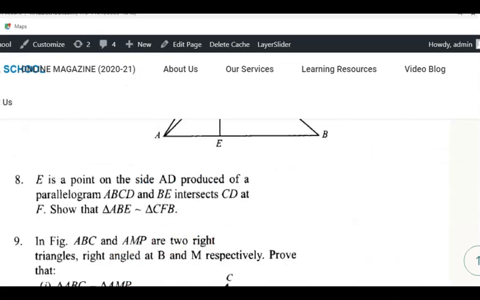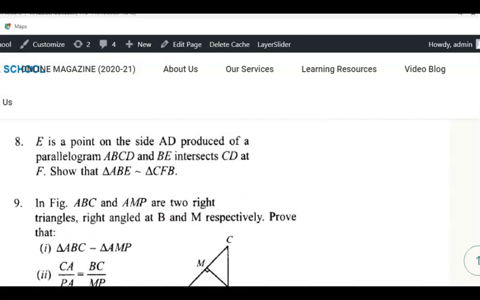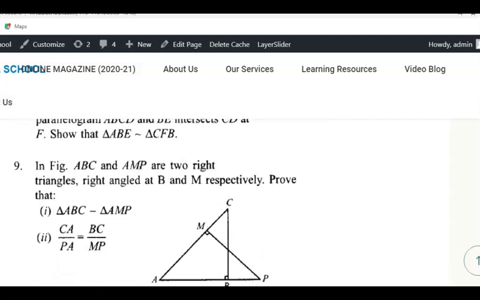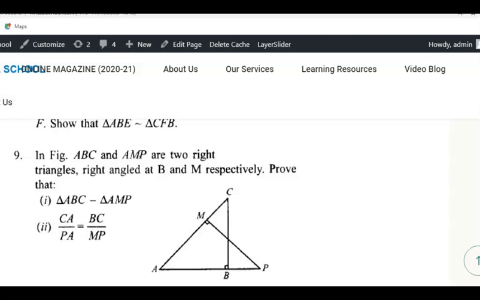Now this question states, as given on the website, in figure, correction, in figure ABC and AMP are two right triangles. ABC, let's see which is ABC, A, B and C. So this is a right angle, 90 degree. And AMP, A, M and P. So this is again 90 degree. Prove that triangle ABC and AMP, they are similar.